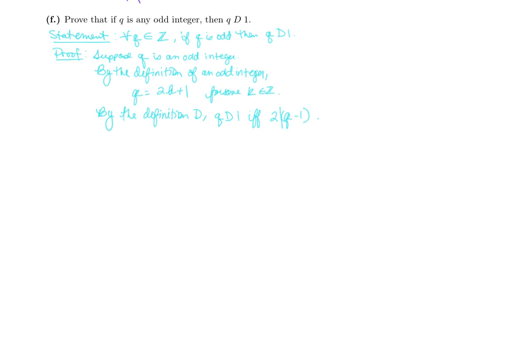So now we know by the definition of D, Q is related to 1 by D if and only if 2 divides Q minus 1. So by substitution, I know that Q is 2K plus 1. So I can say then that Q minus 1 equals 2K plus 1 minus 1, which is 2K for some integer K.